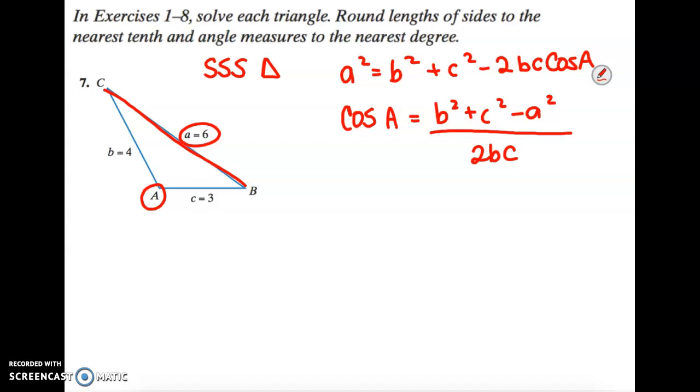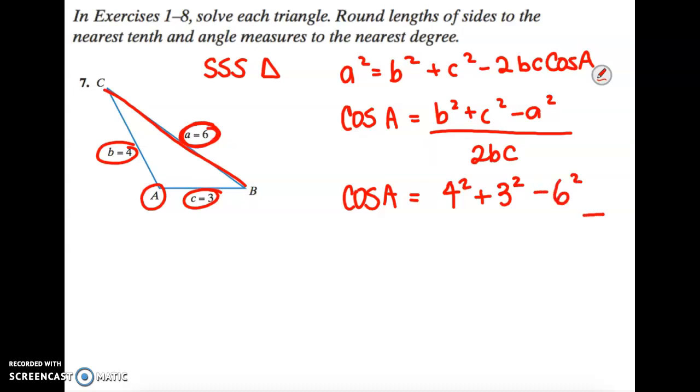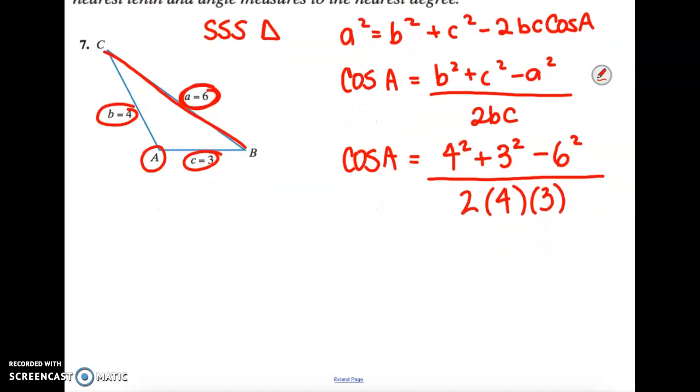All right, now we're ready to substitute in. So cosine of A stays as it is. Here is your length of B, which is 4. Length of C, which is 3. A, which is 6. All over 2BC. Substitute on your calculator. I would recommend simplifying the numerator and denominator.